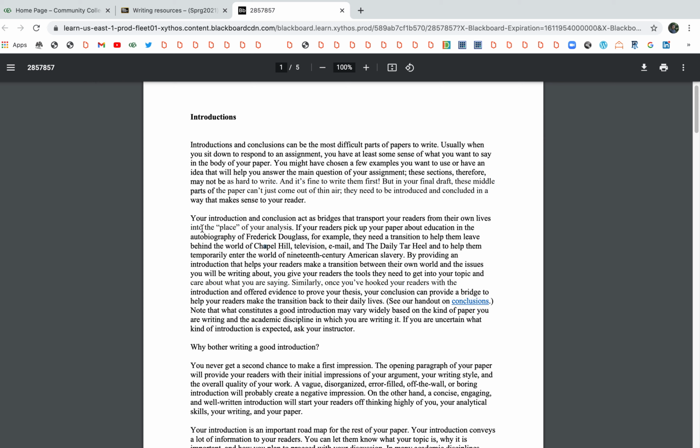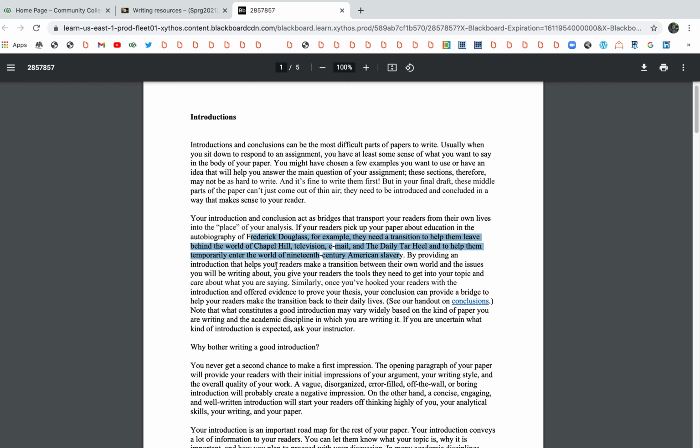Your introduction and conclusion act as bridges that transport your readers from their own lives into the place of your analysis. If your readers pick up your paper about education, the autobiography of Frederick Douglass, for example, they need a transition to help them leave behind the world of Chapel Hill, television, email, and the Daily Tar Heel, and to help them temporarily enter the world of 19th century American slavery. Because I took this example from the University of North Carolina, it's going to mention Chapel Hill, the Daily Tar Heel. The example they're touching upon is a paper on Frederick Douglass. So when it talks about Frederick Douglass here, think about our topic. Always be thinking about our topic in the back of your mind.